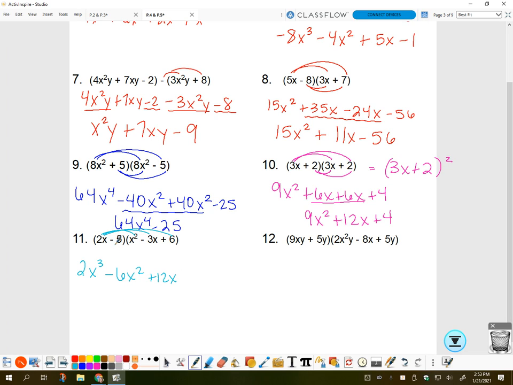All right, now it's negative 5's turn. Negative 5 times x squared is negative 5x squared. Negative 5 times negative 3x is positive 15x. And negative 5 times 6 is negative 30. All right, remember always try to combine some like terms. So 2x to the third is the only thing to the third. We have a negative 6x squared and a negative 5x squared. That gives us a negative 11x squared. We have a 12x and a 15x, which gives us a 27x. And then your minus 30.